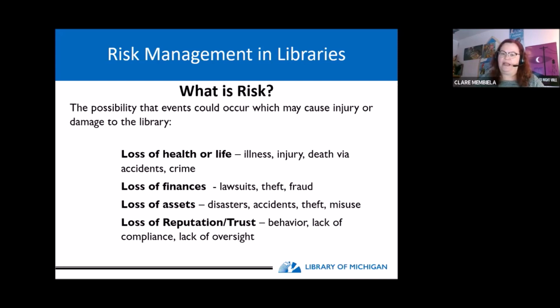So first of all, let's talk about risk, right? So first we're going to talk about risk management. What is risk? Well, risk is the possibility that events could occur that could cause a negative outcome for the library or for people in the library, right?